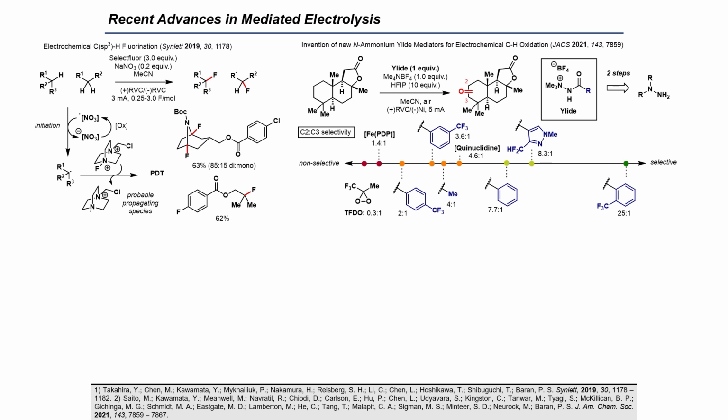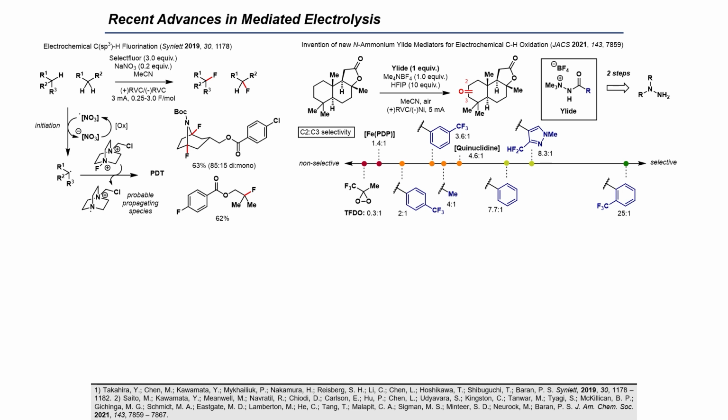For instance, simple quinuclidine gave a C2 to C3 ratio of roughly 5:1, whereas the ortho-trifluoromethylaryl ammonium ylide gave a higher degree of selectivity with a C2 to C3 ratio of 25:1. Moving the trifluoromethyl group around the ring of this ylide dramatically reduced the selectivity for reasons that are not totally clear at the moment. Regardless, these tunable ylides showed intriguing reactivity in electrochemical C-H oxidation reactions.